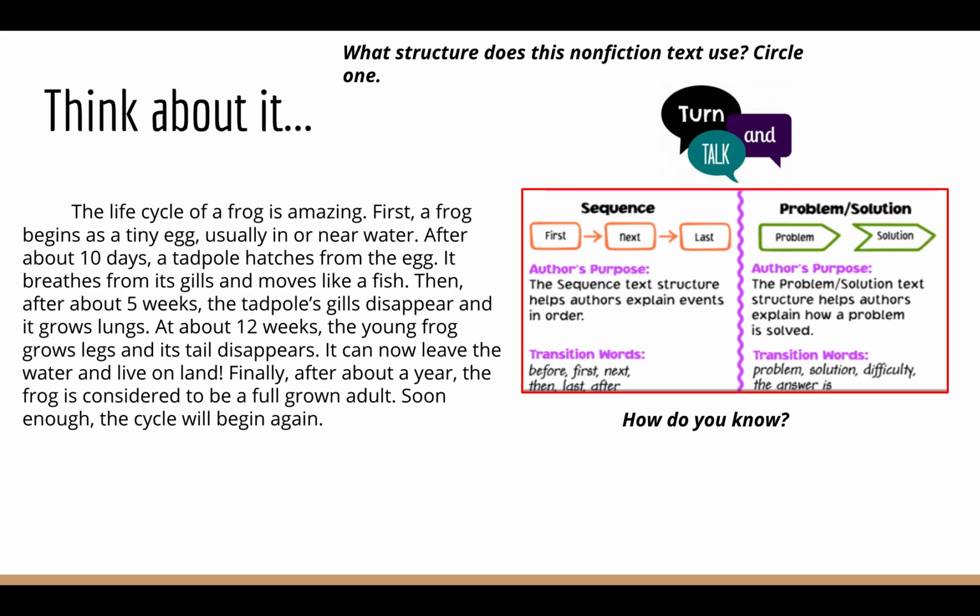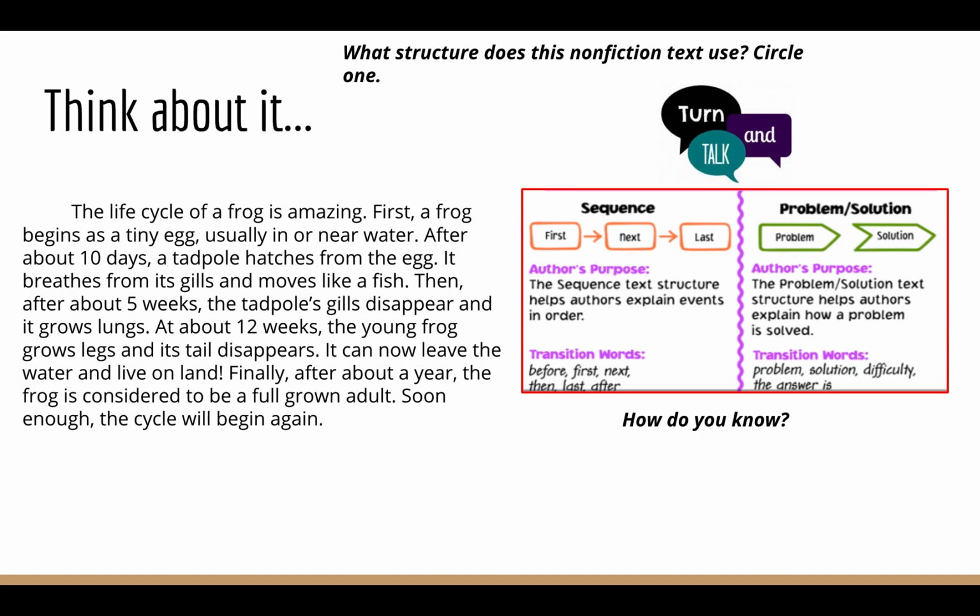The life cycle of a frog is amazing. First, a frog begins as a tiny egg, usually in or near water. After about 10 days, a tadpole hatches from the egg. It breathes from its gills and moves like a fish. Then after about 5 weeks, the tadpole's gills disappear and it grows lungs. At about 12 weeks, the young frog grows legs and its tail disappears. It can now leave the water and live on land. Finally, after about a year, the frog is considered to be a full-grown adult. Soon enough, the cycle will begin again.